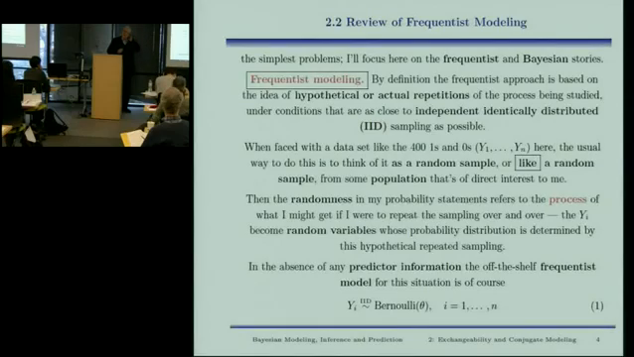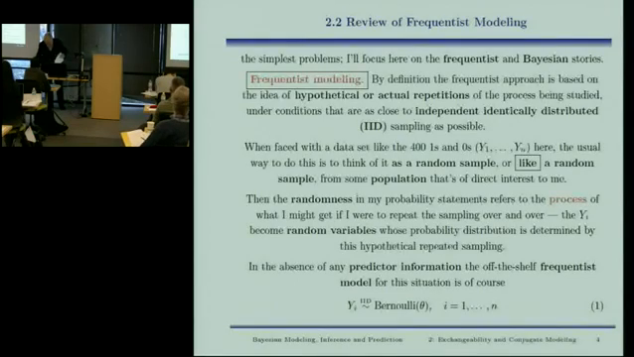And if you can tell that story, then the frequentist machinery is up and running for you, because you can think about what would have happened if you had gotten a different random sample also of size 400. That's the way the frequentist story works. So if you can tell that story, then the randomness in your probability statements refers to the process of what you might get if you were to repeat the sampling over and over. And in that way, the y sub i's become random variables whose probability distribution is determined by the hypothetical repeated sampling.